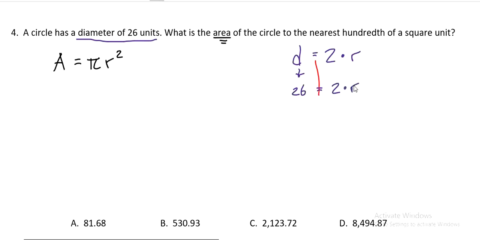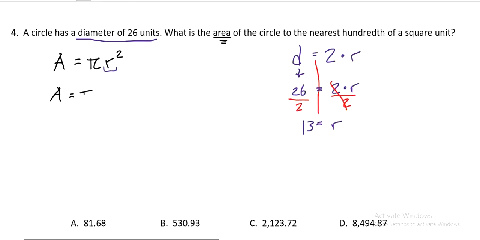We're focusing on getting the r all by itself. To move that 2, it's being multiplied, so we divide. Have to do the same to the other side. These cancel out. 26 divided by 2 gives us 13. So there we go. We now have our radius.